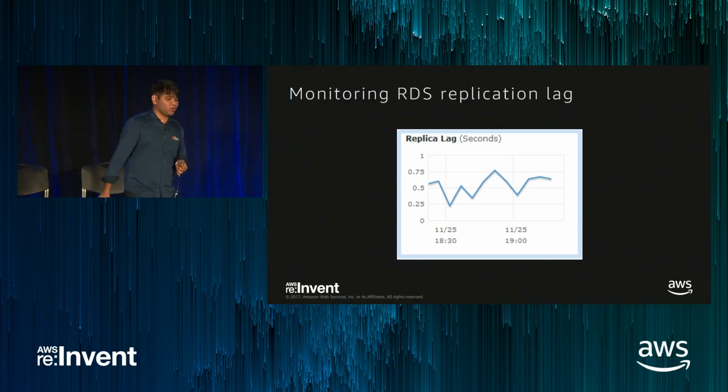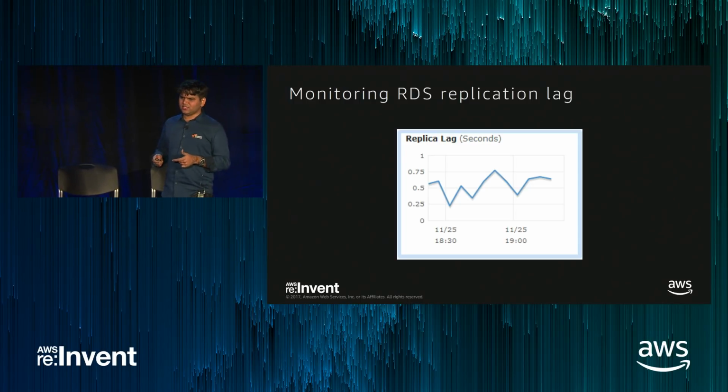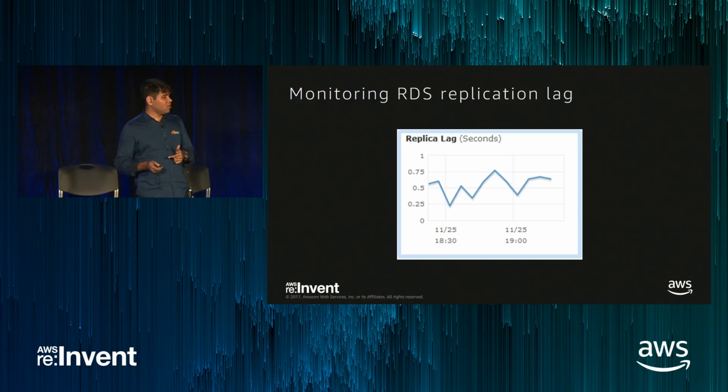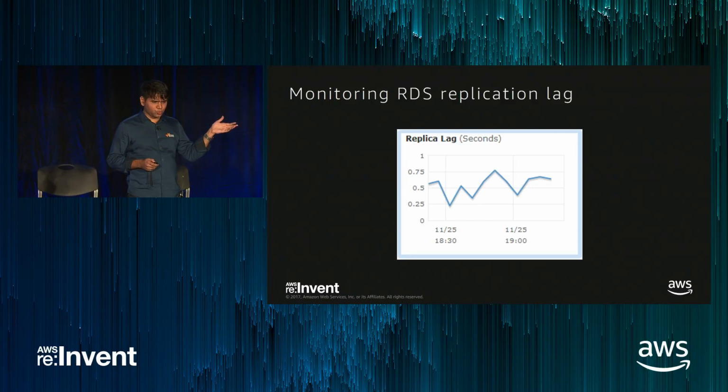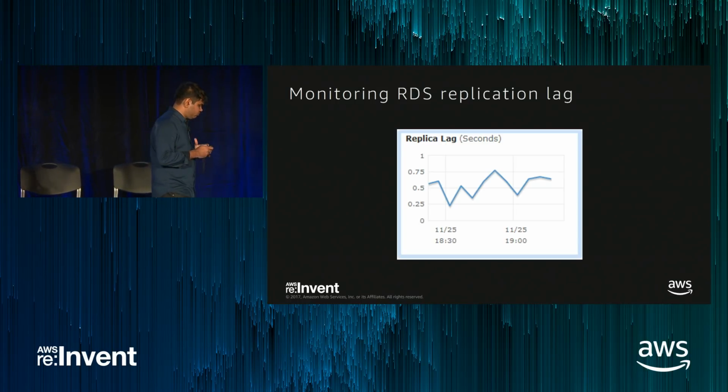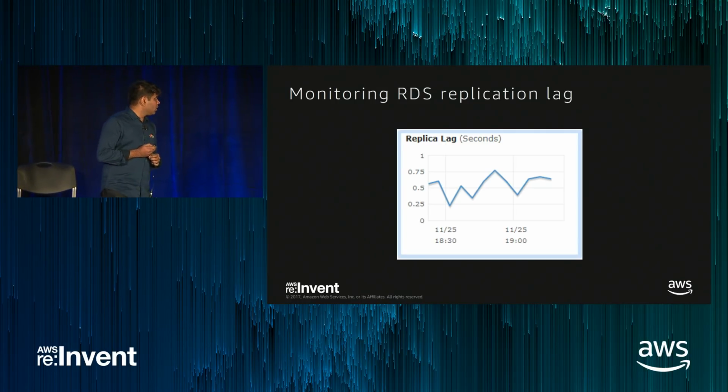This is a very important thing. Whenever you are setting up a cross-region read replica, you need to be monitoring replication lag, and AWS provides you that information all the time through CloudWatch. So it's very easy to monitor. You can set up alerts and all that thing that you would want to do.